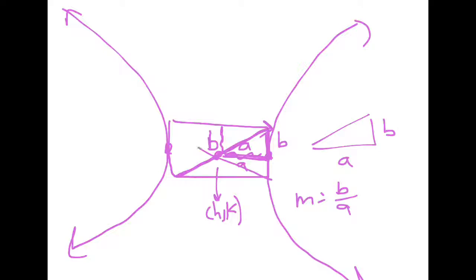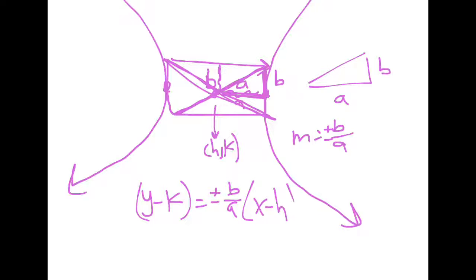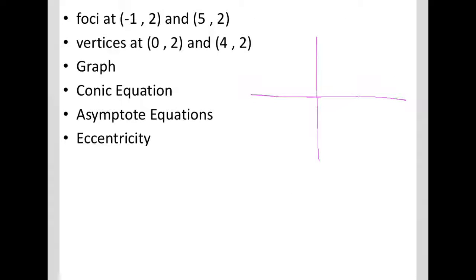Well, what about for the other asymptote? Well, the other asymptote is going to have the same slope, except it's going to be the negative version of it. So we know these slopes are going to be plus or minus b over a, assuming that our hyperbola is opening horizontally. Well, what point does it go through? Well, it goes through the center. So if we write this equation in point-slope form, super easy. y minus k equals plus or minus b over a times x minus h. And if you look at that, it's going to look very similar to what those equations look like as well. So let's go ahead and look at these examples now.